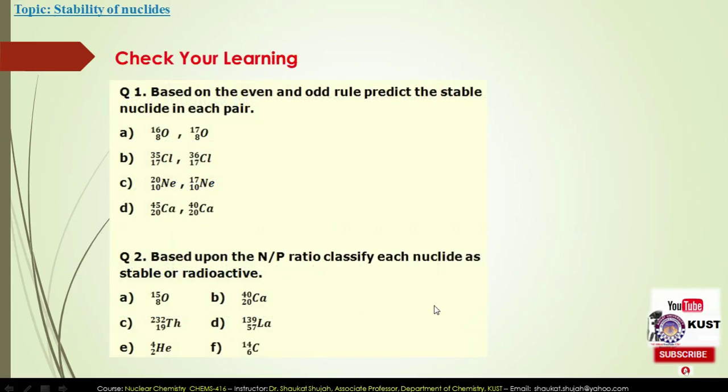Now these are the two questions for you. You can check your learning by solving these questions. Question 1. Based on the even and odd rule, you have to predict the stable nuclide in each pair. And question 2. Based upon the N by P ratio, classify each nuclide as stable or radioactive.